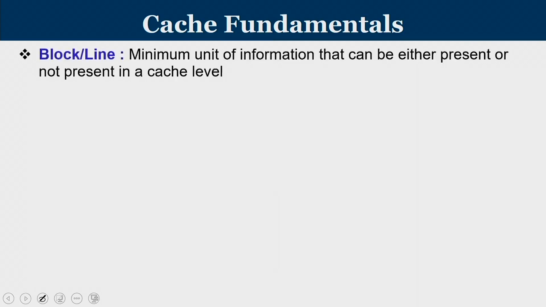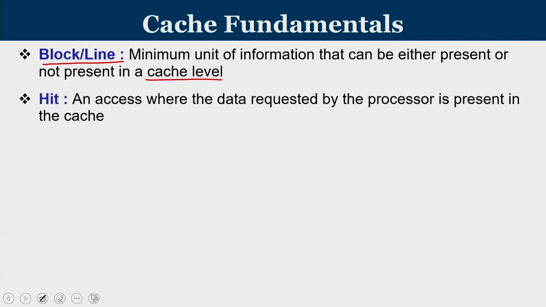Some of the fundamental concepts that we see in cache memory: block or line, both are the same. It is the minimum unit of information that can be either present or not present in a cache. So, you bring a block of data from main memory into cache, or you bring a line of data from main memory into cache. A block is either present or not present in the cache. You cannot have part of a block present in the cache.